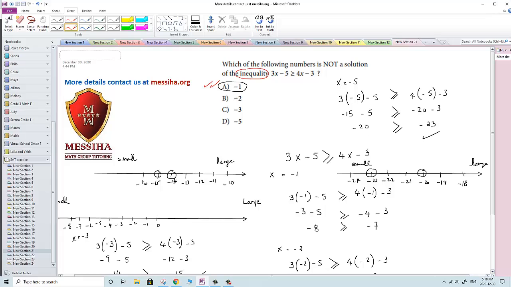And here it's very dangerous. I have to try all four values because it's saying which of the following numbers is not a solution. It could be more than one. So I have to try everything before I finalize this problem.